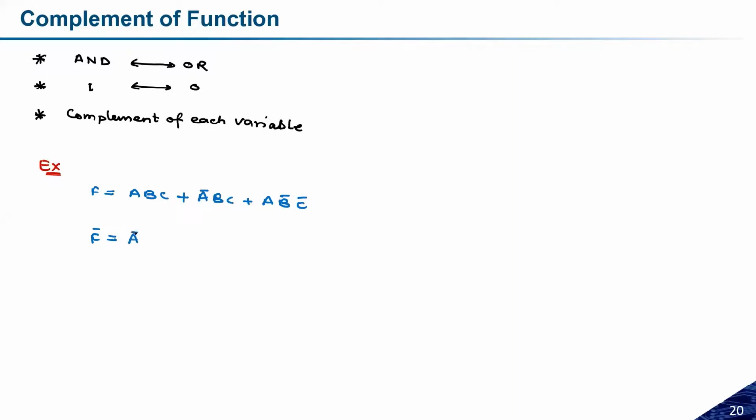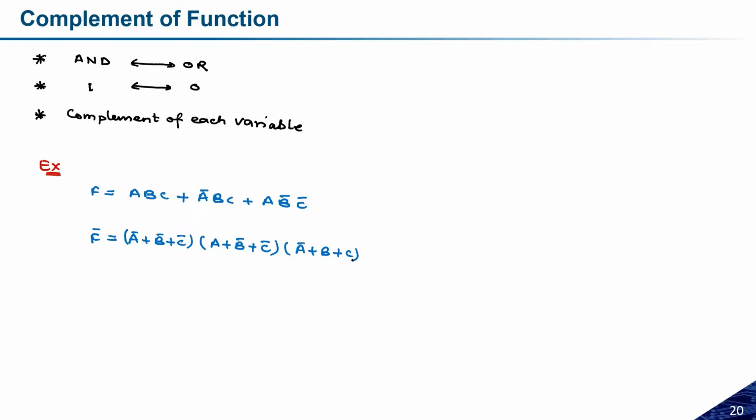So a bar plus b bar plus c bar into a plus b bar plus c bar into a bar plus b plus c, and this is the complement of the function. Directly you can find the complement like this. So this is the easiest way to find the complement of any function if you have any.